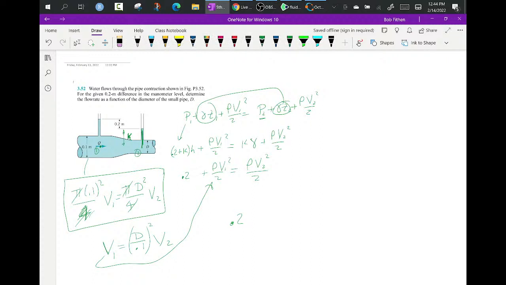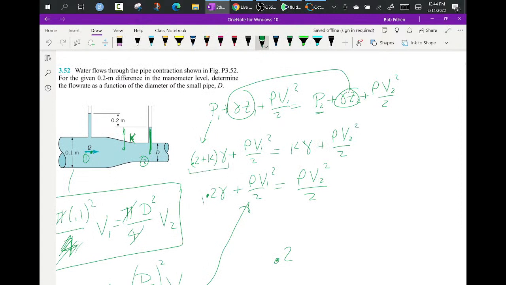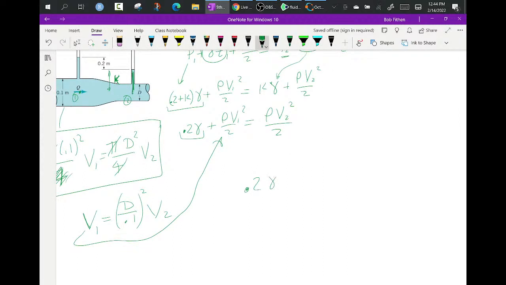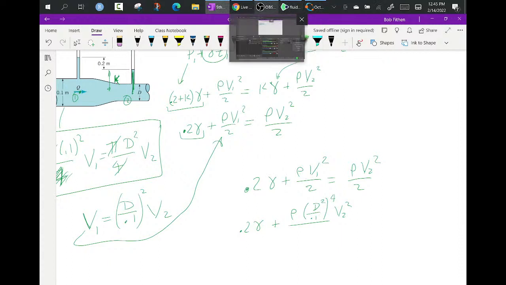That is not an h, that is a gamma. I was going too fast there. Sorry about that. Okay, 0.2 times gamma, rho V1 squared over 2 equal to, okay, I'm reconnected. I think I'm going to drop the line and go on from here. I'll pick this up on Wednesday.